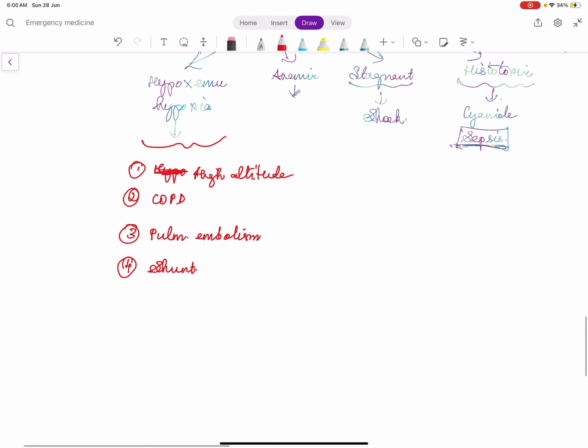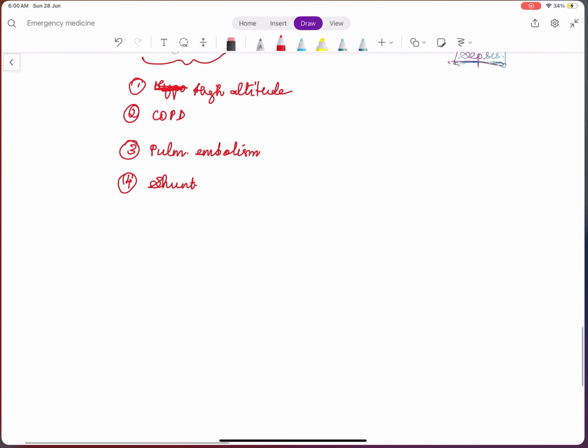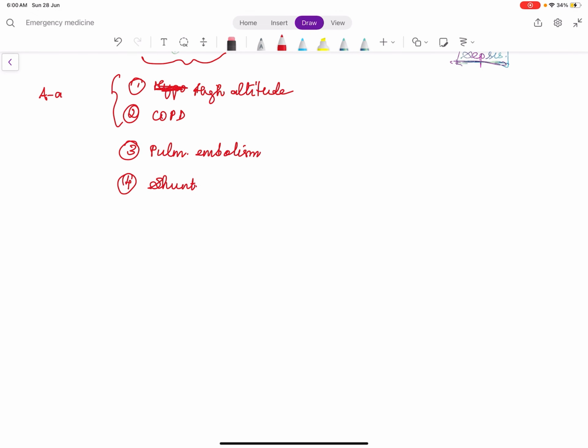So to differentiate this hypoxia, we have 2 parameters, which is A-a oxygen difference. In high altitude or COPD, the alveolar arterial oxygen difference is normal because the inspired alveolar oxygen itself is low, hence arterial oxygen is low. Whereas in pulmonary embolism or shunt, the alveolar oxygen is normal, but the arterial oxygen is very low, hence this A-a gradient is high, more than 20 millimeters of mercury.